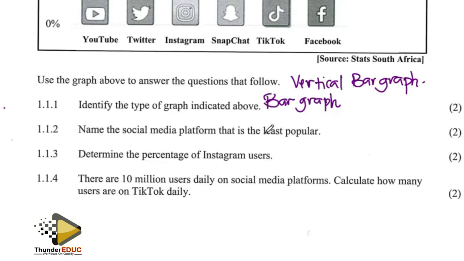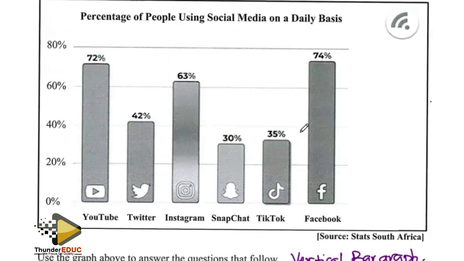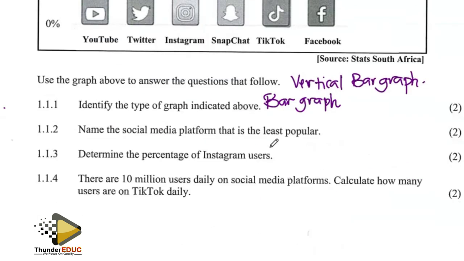Name the social media platform that is the least popular. The least popular, we shall use the percentages that we see here. Which one has the lowest percentage? When we see all of them, we have a 72, 42, 63, 30, 35, and 74. So this 30, it's the least, and we shall call it Snapchat.